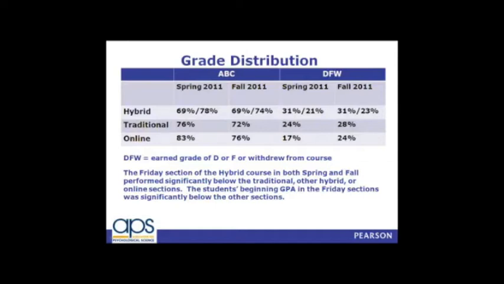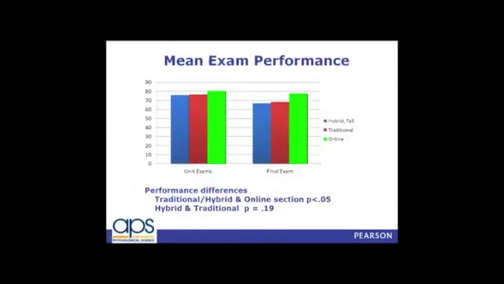When we look at how the students performed on exams, we can look at what we're calling unit exams, which are the 3 exams we give throughout the semester, and then we have a comprehensive final exam. The blue and red are the hybrid and traditional. The green is the online course. There was no significant difference between traditional and hybrid sections, but there was between traditional and hybrid and the online section. The online section performed significantly better every time in both unit exams and in the final exam.